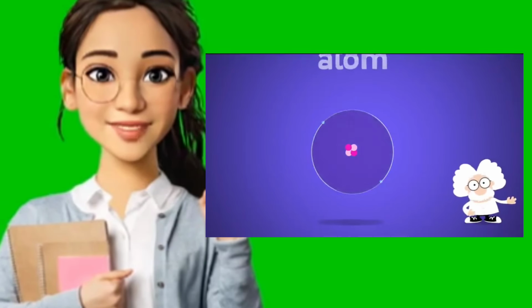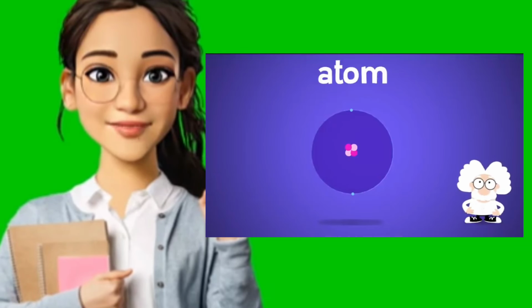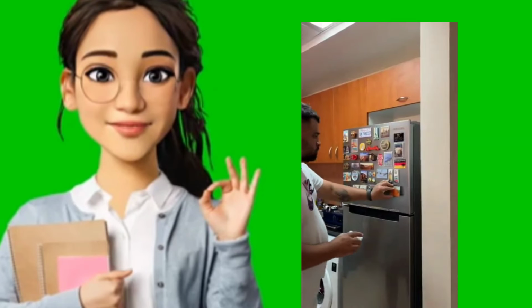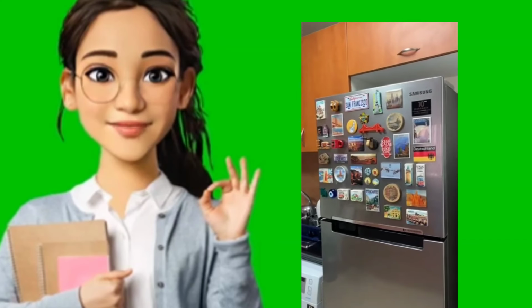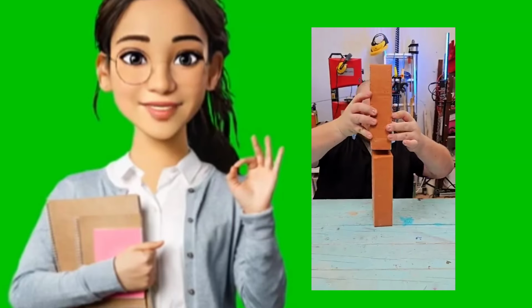Protons and electrons attract each other because they have opposite charges. Example, like how a magnet sticks to your refrigerator. Opposite charges pull together. Protons and neutrons stick together in the nucleus because of a strong force. Example, think of them like bricks held tightly by superglue to build a strong wall.